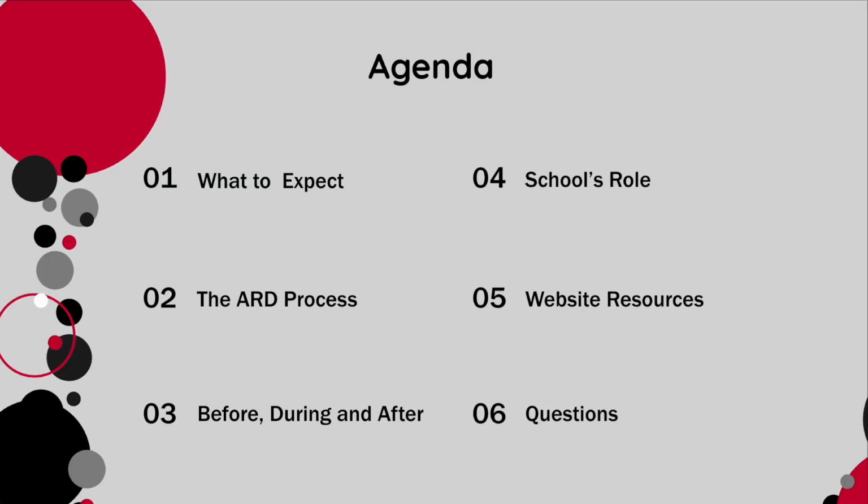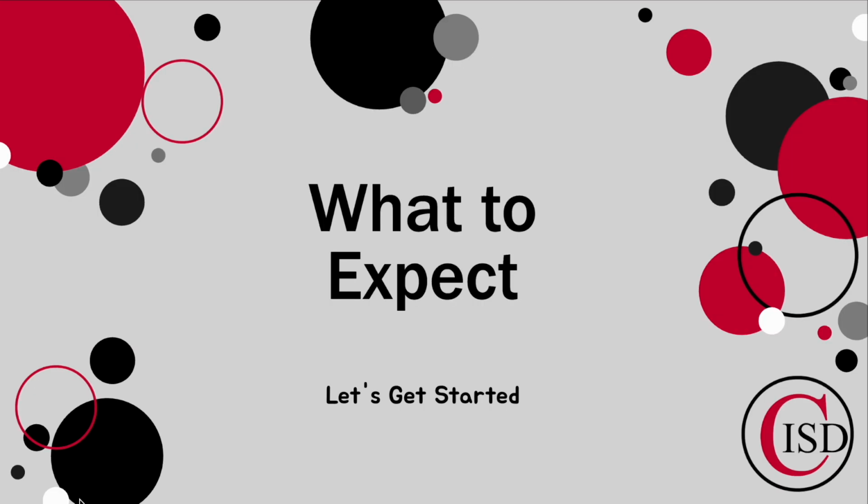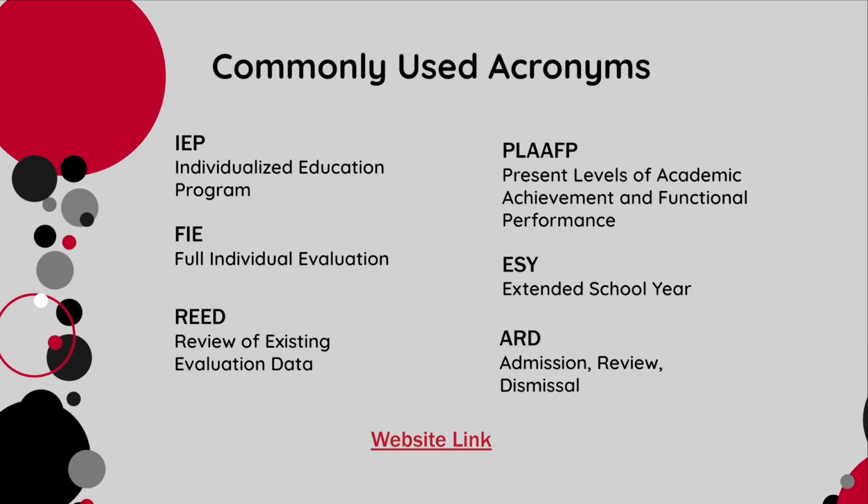Here's an overview of our training today so you know where we're headed. First, we'll talk about what to expect in the process. We'll talk about the ARD process or committee meetings that you're a part of. We'll talk about before, during, and after those meetings, what the school's role is, and provide you with additional resources that are on our website and direct you to where you can ask and get additional questions answered. Let's get started with what to expect.